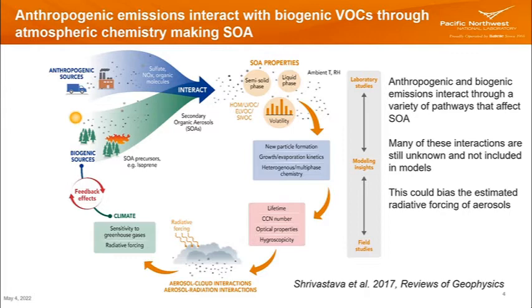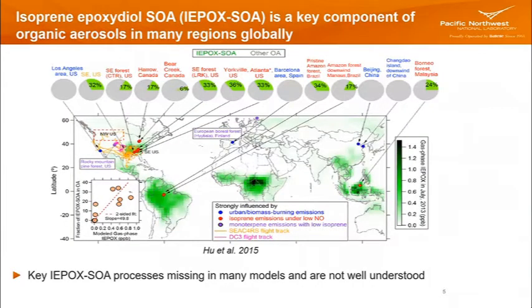So given this motivation, I'm going to focus on one component of SOA which has received a lot of attention in the past decade, and that's isoprene epoxydiols. About a couple of decades ago, it was thought that isoprene does not make much SOA. The previous chamber studies in the 80s were not making much SOA from isoprene itself. But then a decade ago, there were these findings about isoprene epoxydiol SOA, which is made by multi-phase chemistry.